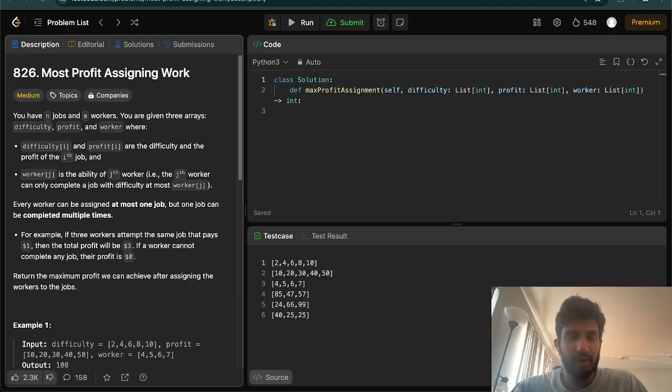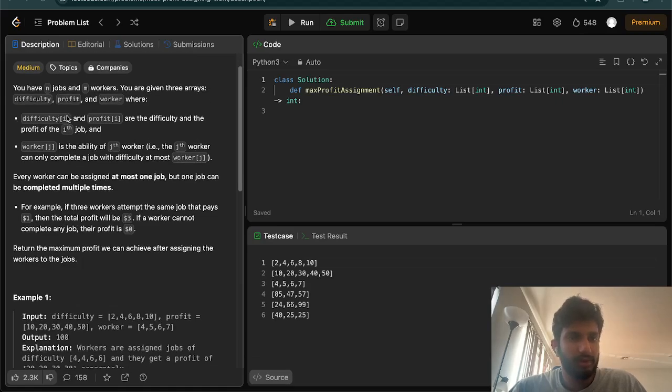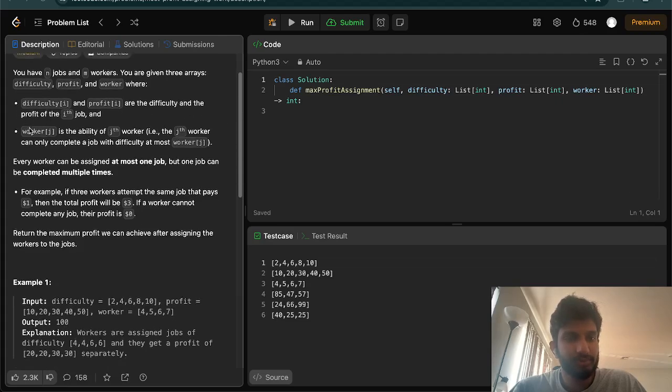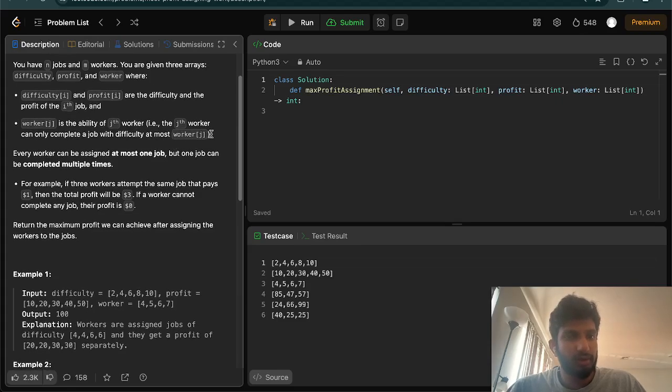Today's problem is 286, most profit assigning work. You have n jobs and m workers. You're given three arrays: difficulty, profit, and worker. Difficulty[i] and profit[i] are the difficulty and the profit of the ith job, and worker[j] is the ability of the jth worker, that is, the jth worker can only complete a job with a difficulty of at most worker[j].